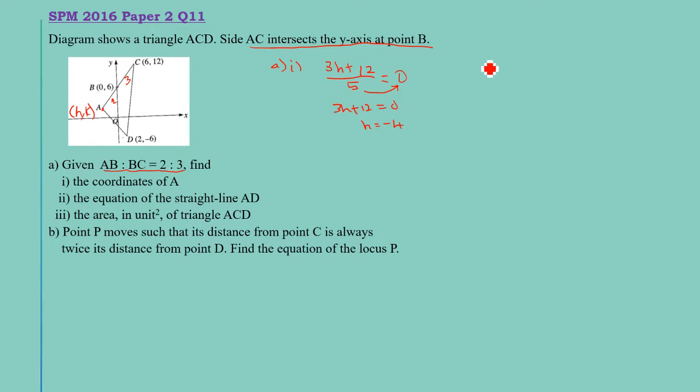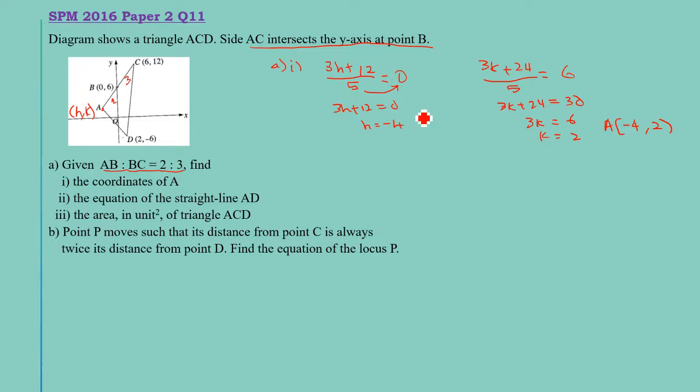Okay, the same way to find your K. So 3 times K, then 12 times 2, which is 24, over the total ratio 5, must equal, what is the answer for B? The point is 6, because it's 0, 6, your coordinate X and Y. So from here, try to solve this. You have 3K equals to 6, so K equals to 2. So your coordinate A will be -4, 2. So that answers part A.